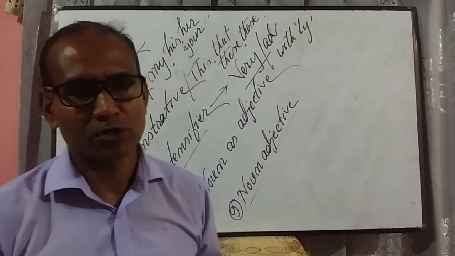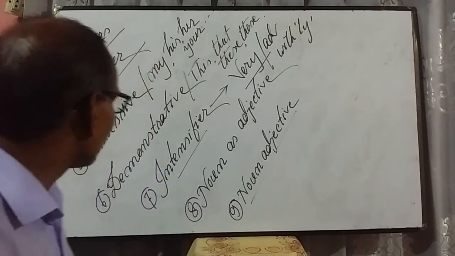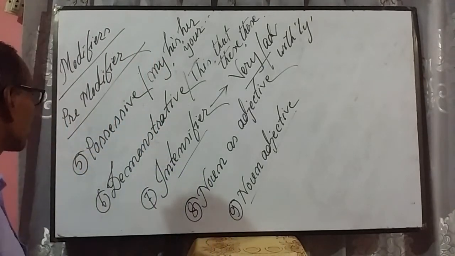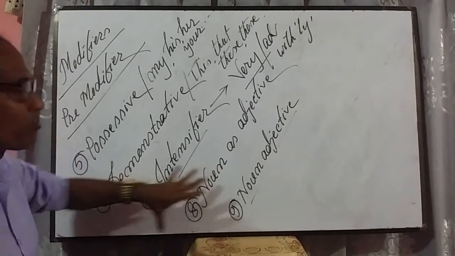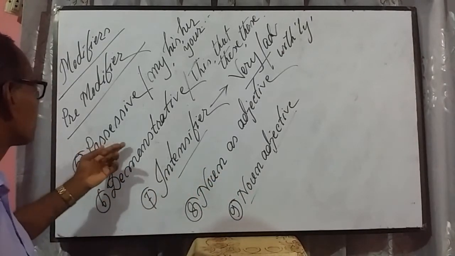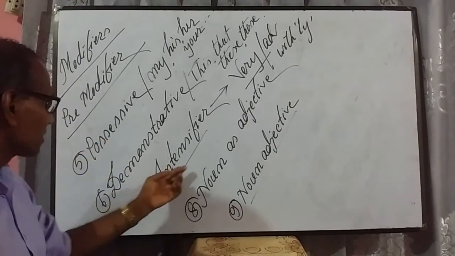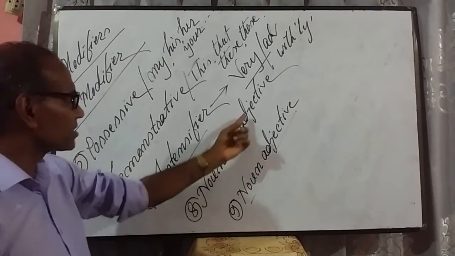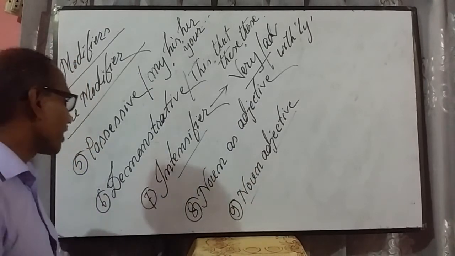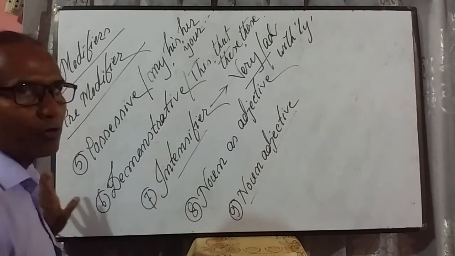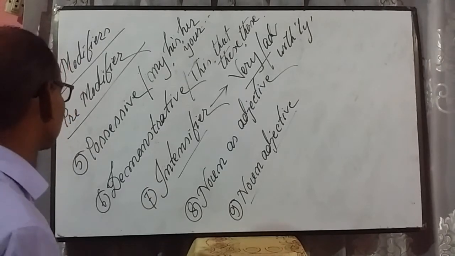I told you earlier. Here, I am going to talk about the remaining 5 pre-modifiers. One is possessive, one is demonstrative, intensifier, noun as adjective, and then noun adjective. Okay, let me dive into the detail of my lecture.